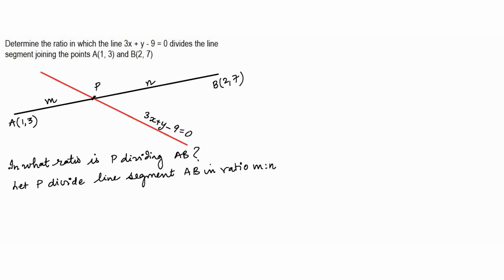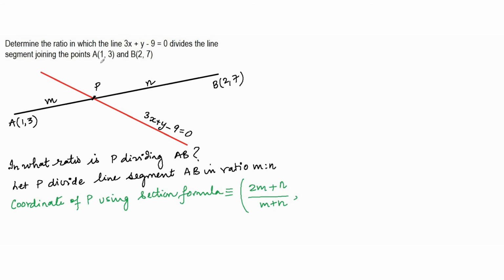Using the section formula, I can do that. So the coordinate of P using the section formula is going to be: m multiplied by the x coordinate of B, that's 2m, plus n multiplied by the x coordinate of A, that is n, divided by m plus n, comma, m multiplied by the y coordinate, that is 7m, plus 3n, upon m plus n. This is the coordinate of P using the section formula.